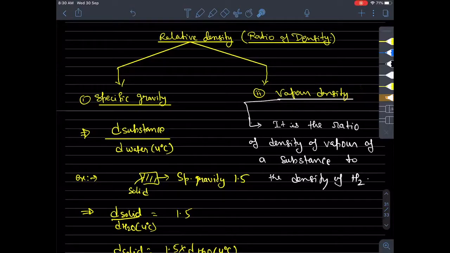By default it will be with respect to hydrogen, but if they are using the word that with respect to oxygen, then you will change this. So in the correct way, it is the ratio of the density of vapor of a substance with respect to a defined gas, any defined gas. If nothing is mentioned, I will simply use hydrogen. It is denoted by the symbol capital D, sometimes VD or capital D.